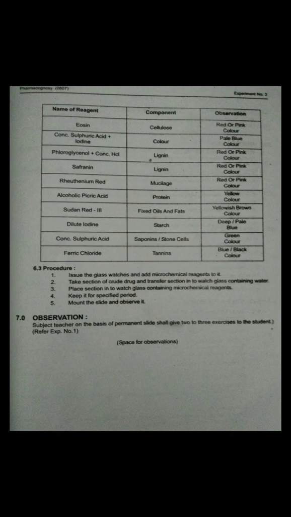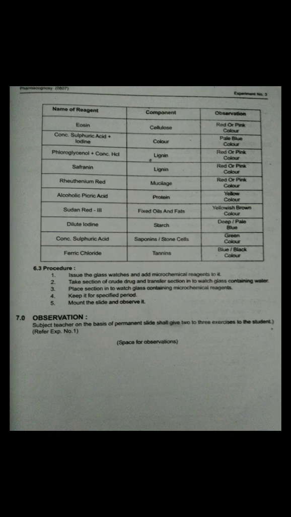Then reagent safranin, component lignin, and observation is red or pink color. Then ruthenium red, component is mucilage, and observation is red or pink color. Then alcoholic picric acid, component protein, and observation is yellow color. Then next reagent is Sudan red 3, component is fixed oil and fats, and observation is yellowish brown color. Then dilute iodine, component is starch, and observation is deep or pale blue.